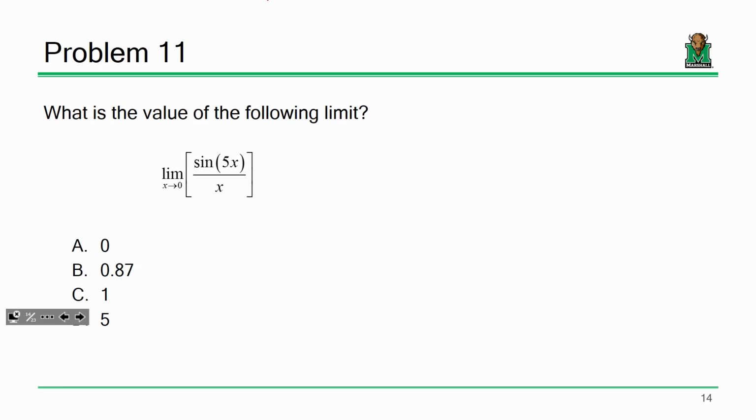What is the value of the following limit? That's all calculus is. What do you think a derivative is? It's just a special limit. What is an integral? It's just another special limit.